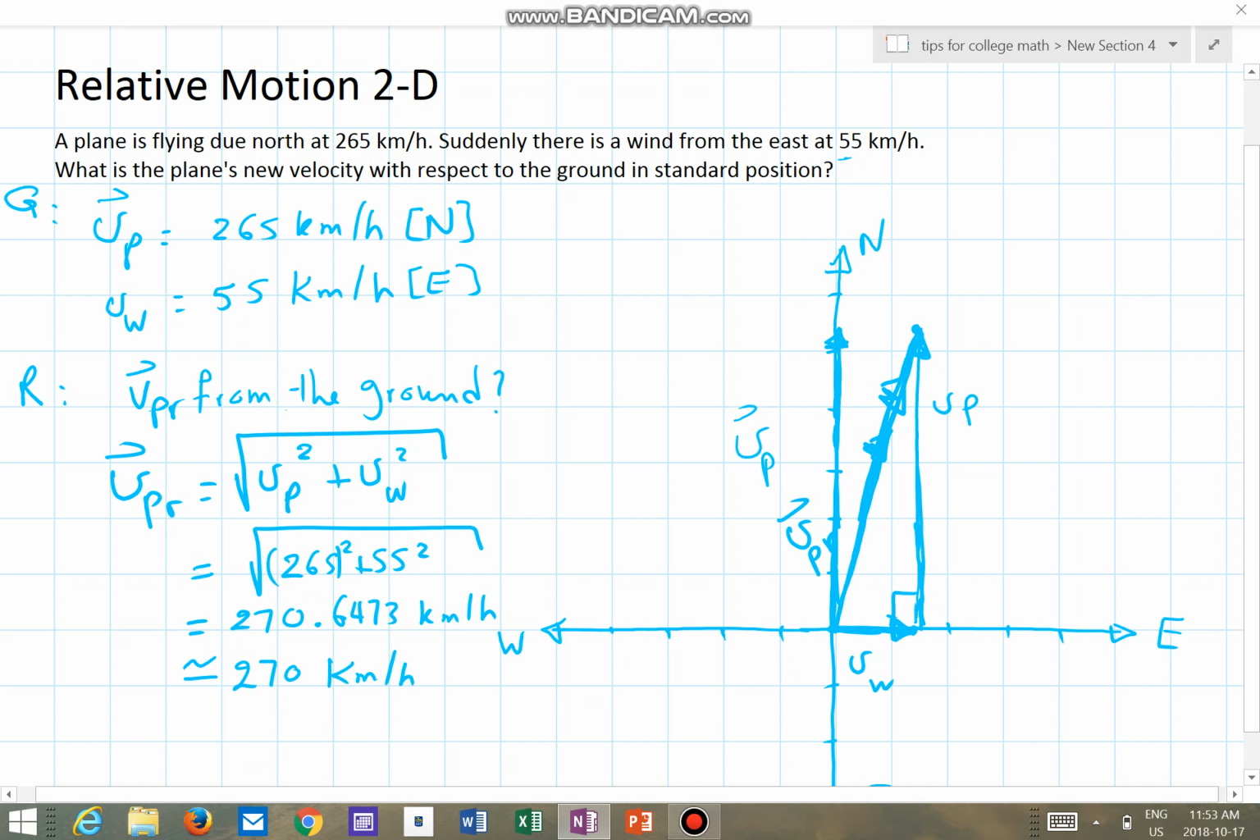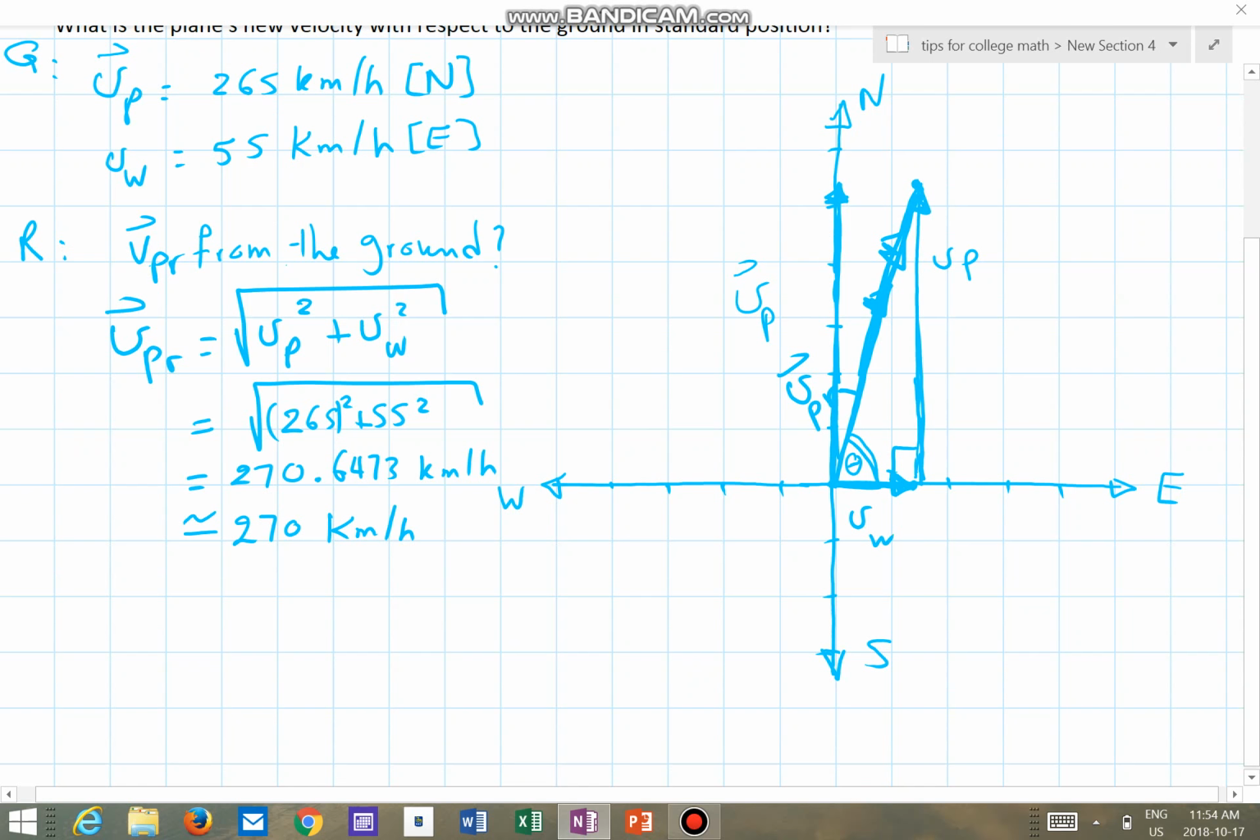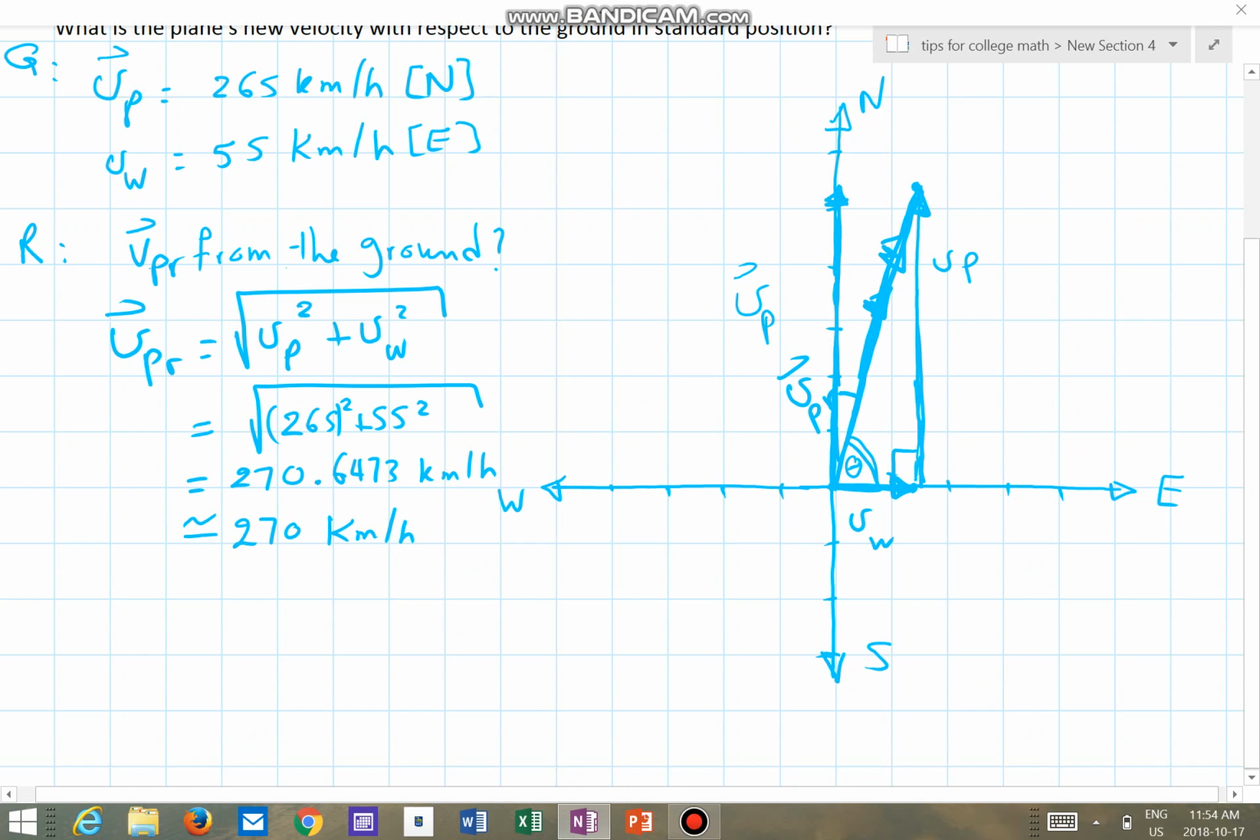Now for the other part, which is the direction. If I wanted the direction, I can get this angle or that angle. Probably I'm gonna get this one. It's easier for me to get through my triangle. So this angle here, I have the value for VP, that's the 265. I have the value for VW, that's the 55. These represent the opposite and the adjacent for my angle. In this case, that will be tangent of my angle theta equals the 265 divided by 55.